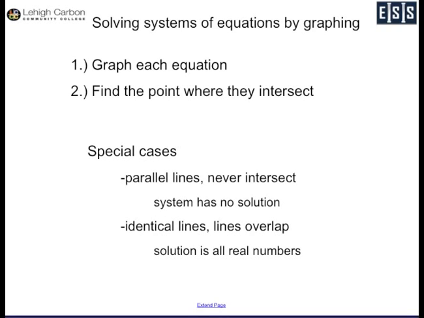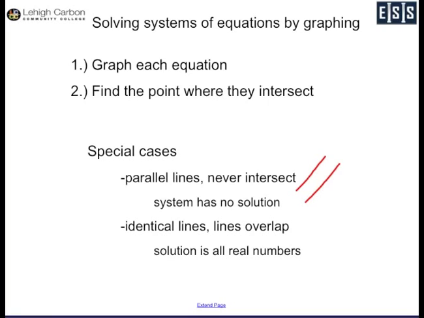To solve a system of equations by graphing, you first start by graphing each of the equations. Then you need to find the point where the lines intersect. There are 2 special cases when you're solving by graphing. The first is if you end up with parallel lines. These lines will never intersect, so the solution is there is no solution. The system has no solution, because the lines never meet.